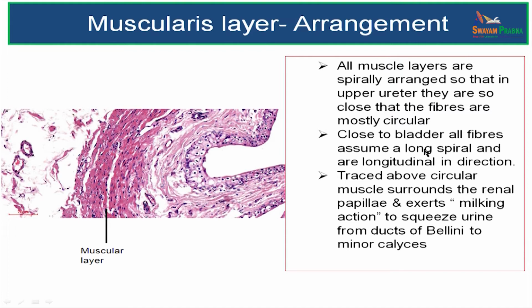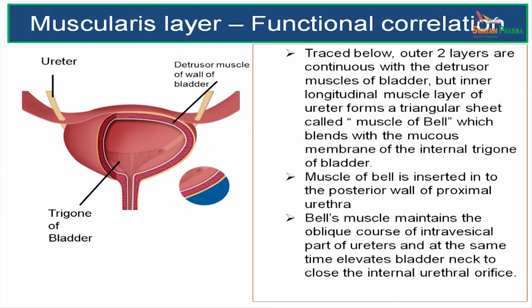direction. Traced above, that is towards the kidney, circular muscle layer is going to surround the renal papilla, and it is going to exert a milking action to squeeze the urine from ducts of Bellini to minor calyces, so that then it flows into major calyx, renal pelvis and into the ureter proper. That is the importance of the arrangement of the muscular layer in the wall of the ureter.